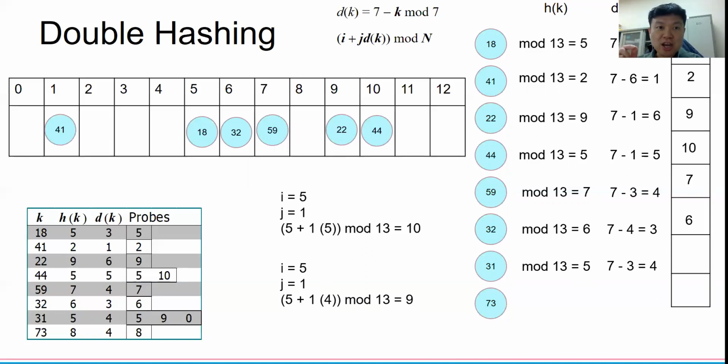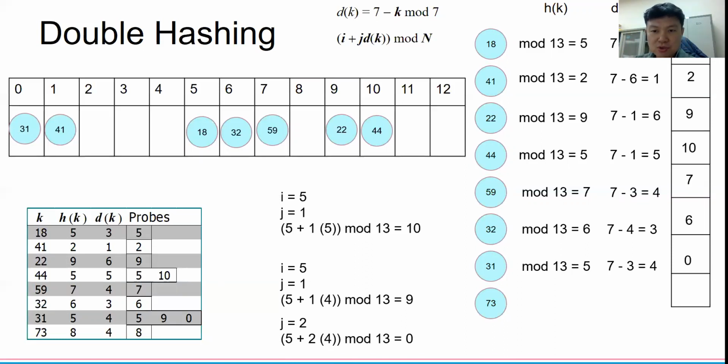So we will increase j to 2. If you check the PPT, j can be increased. j is an integer: 1, 2, 3. If you cannot find any place to store that value, then you can increase the number. So let's suppose j equals 2. Then we will have 5 plus 2 multiplied by 4, it means 5 plus 8, then 13. 13 mod 13 equals 0. Then let's check 0. Aha, no value. So we will choose 0 to be the place for 31.